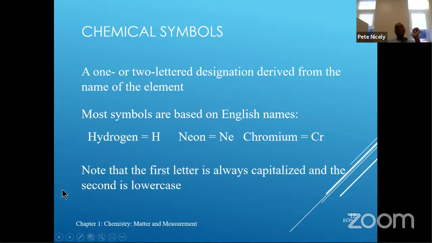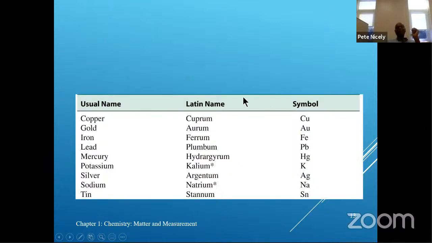And note that in the case of neon and chromium and other symbols made up of 2 letters, the first letter is always capitalized and the second letter is always lowercase, all right? Now, if it's 1 letter, then that letter would be uppercase, all right?